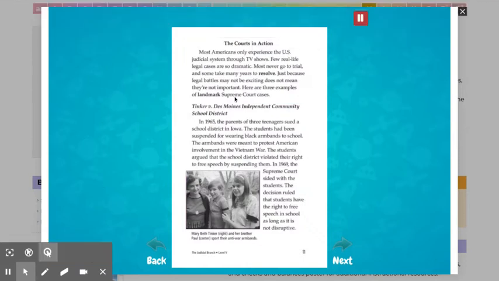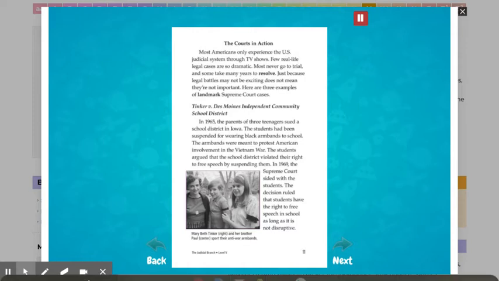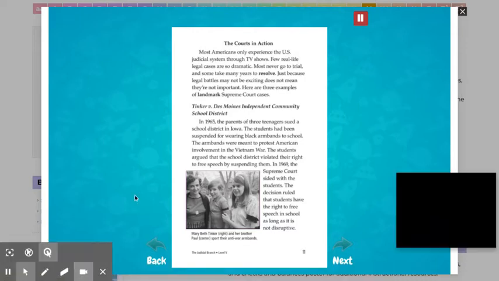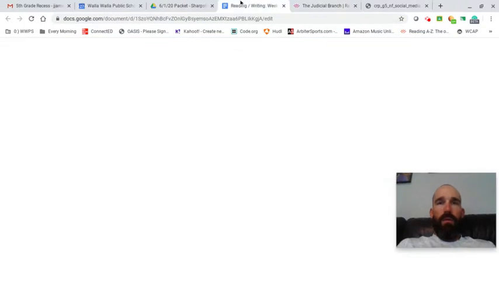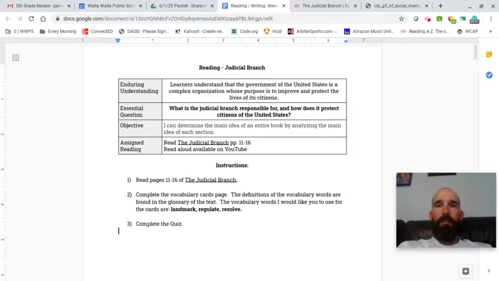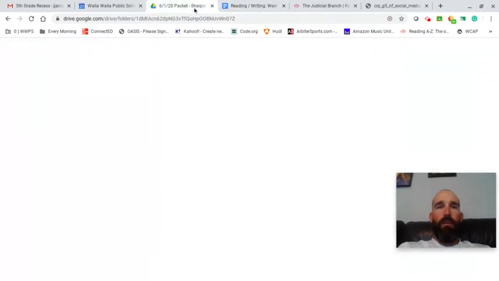The courts in action. All right, and that is where we're going to stop today. Let me get my camera back up here and go to what you are seeing in your packet. So as I said, I've got the wrong one open. Just hold on a second.